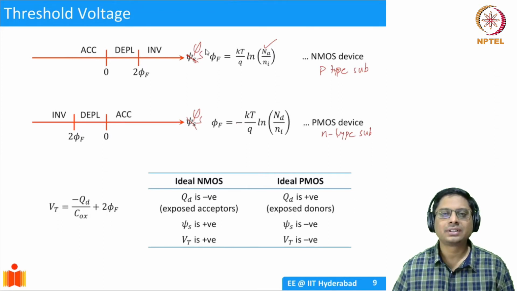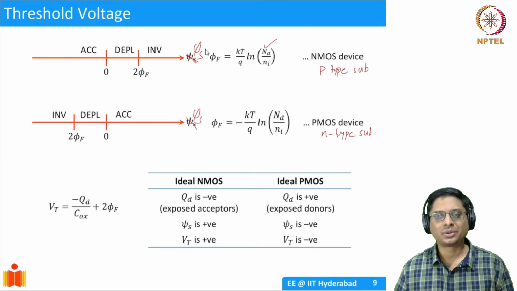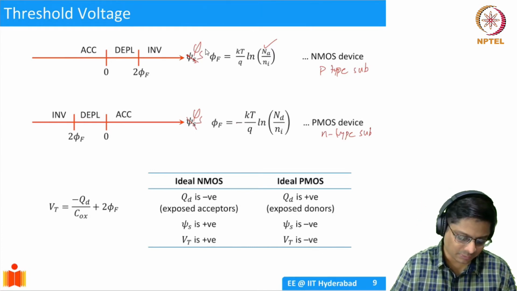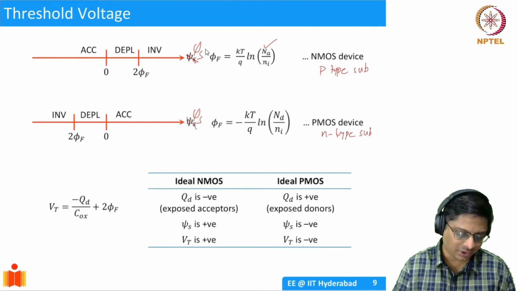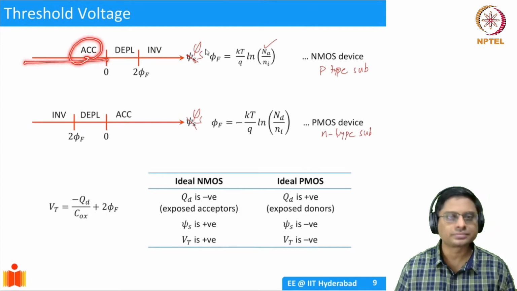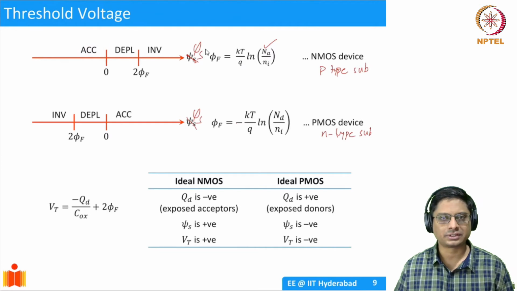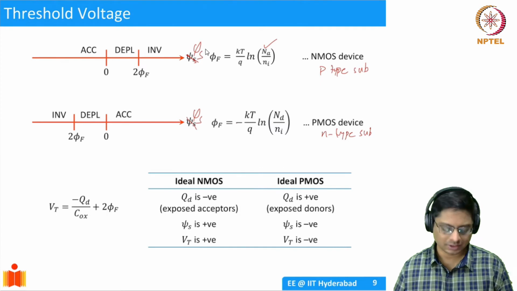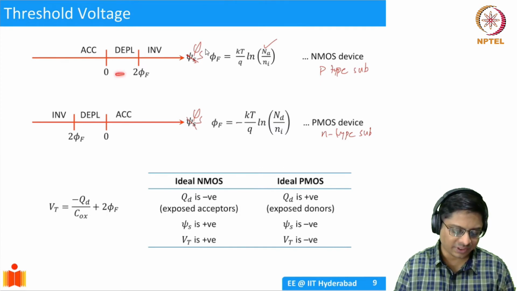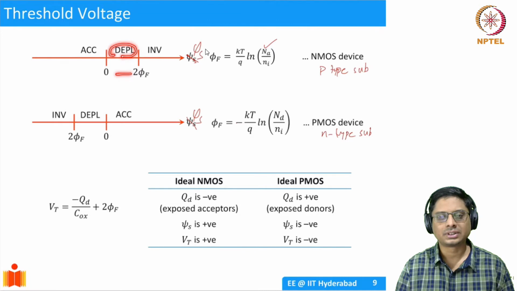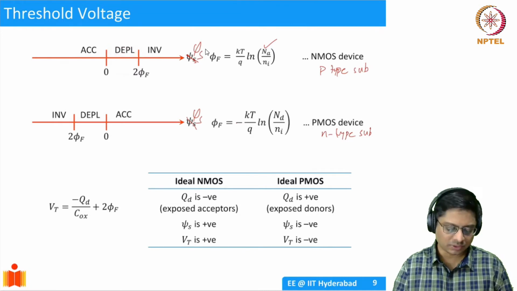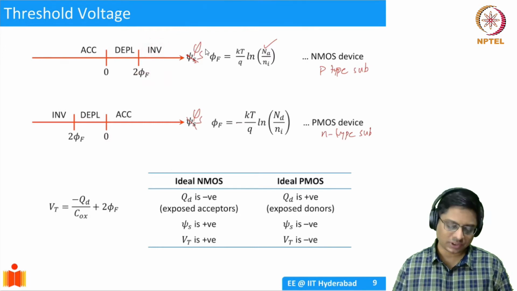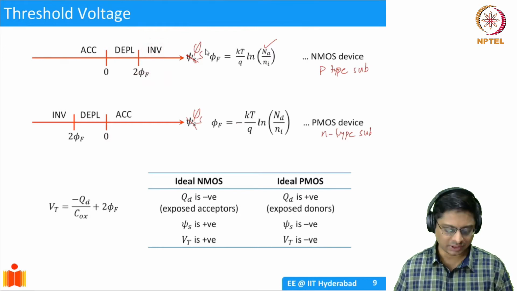Now what is accumulation? What is threshold? What is inversion? Just look at the axis of surface potential. Whenever your surface potential was less than 0, it was accumulation for an NMOS device, because that will accumulate holes at the interface. Between 0 and 2 phi f, it was called depletion; we are pushing away the holes. But once we cross 2 phi f, it's inversion because we are creating electrons at the interface. So this was the NMOS device, which we have seen in detail.